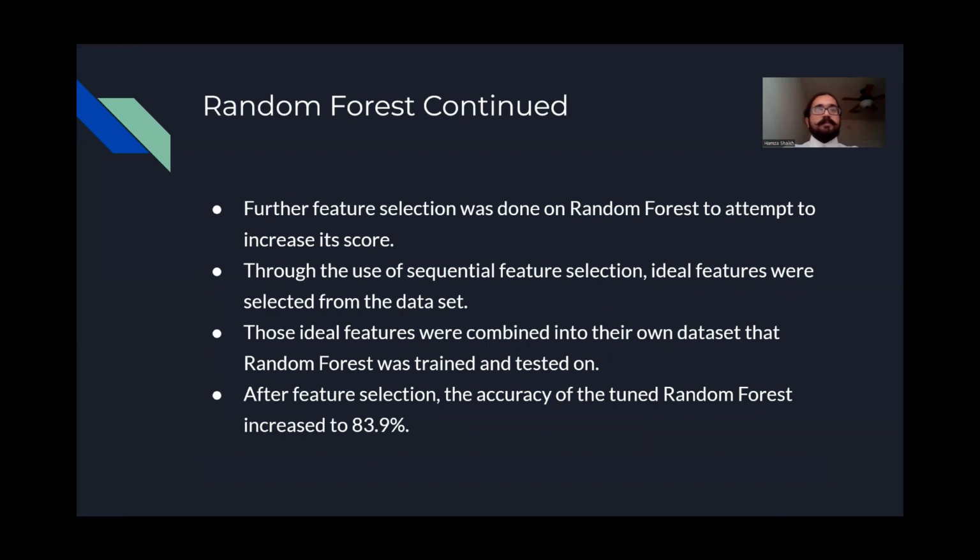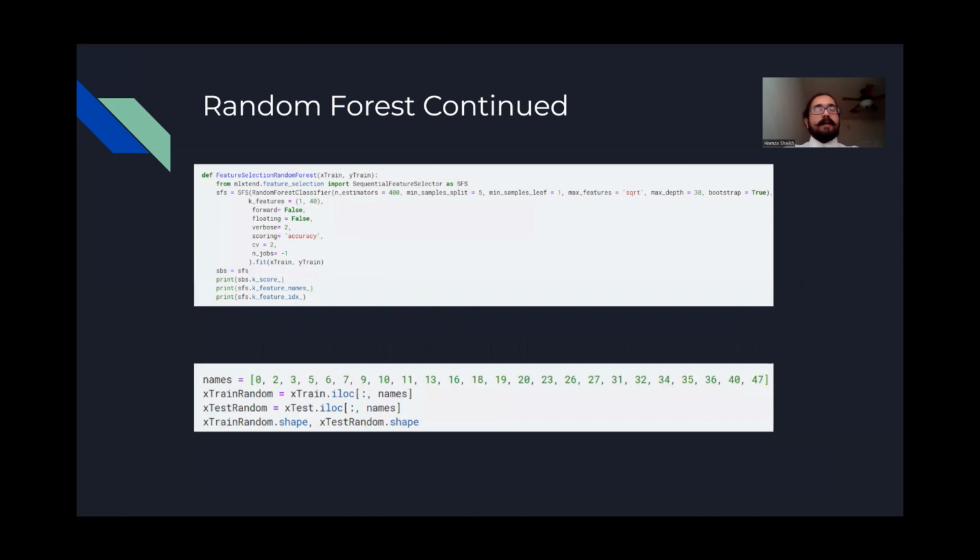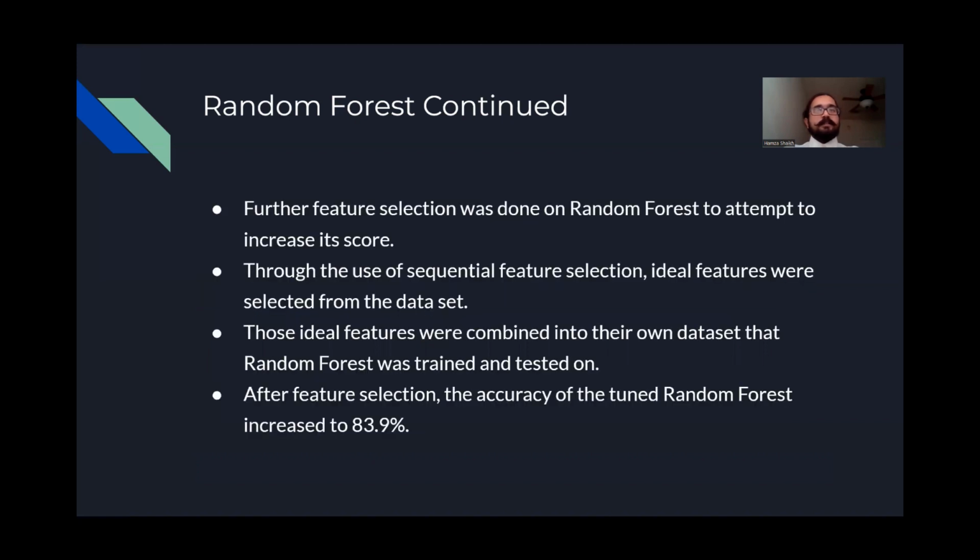Further feature selection was done on the random forest to attempt to increase its score. Through the use of sequential feature selection, ideal features were selected from the dataset. These ideal features were combined into their own dataset that random forest was trained and run on. After this second feature selection, the accuracy of the tuned random forest increased to 83.9%, which was the highest we could achieve with it.